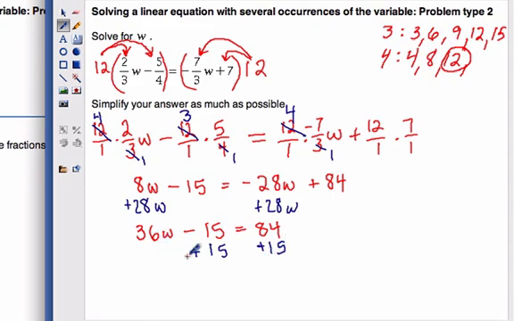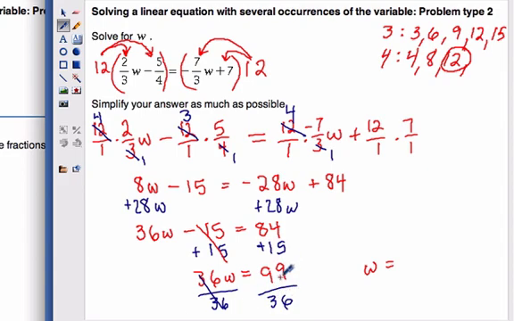That's going to give us 36w. These cancel out, right? So it leaves us with just 36w on the left. And that gives us 99. Now we're going to divide both sides by 36. So now we can see that w equals 99 over 36.